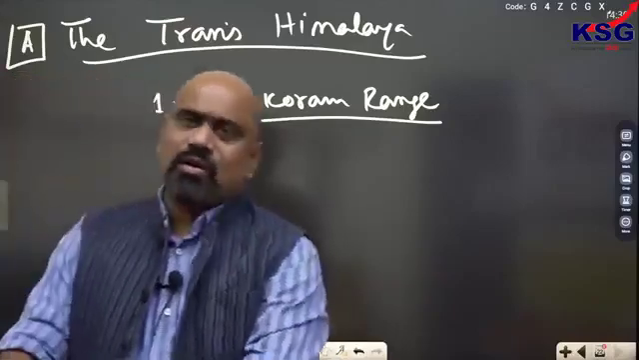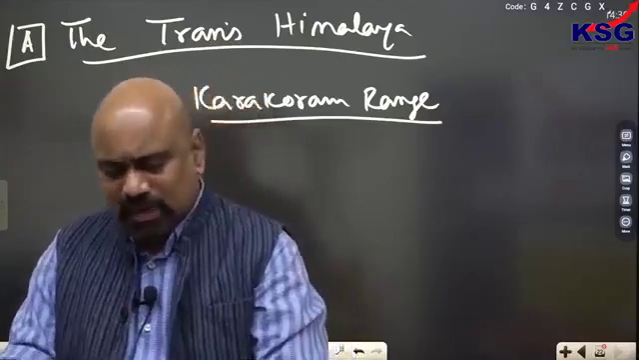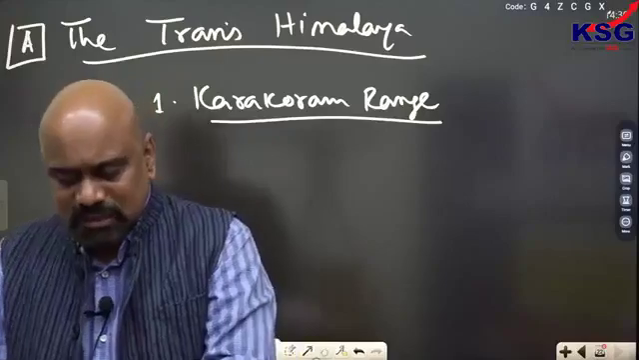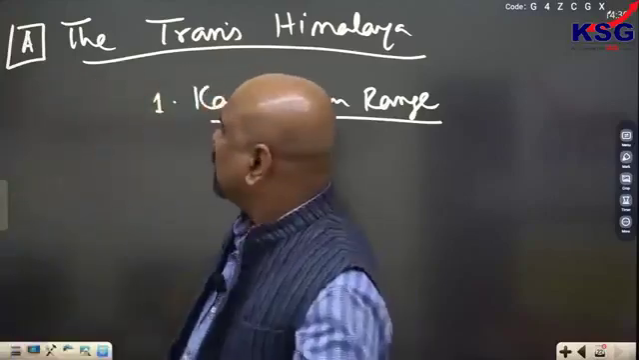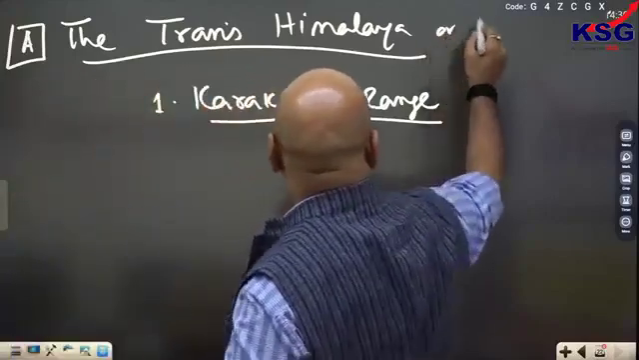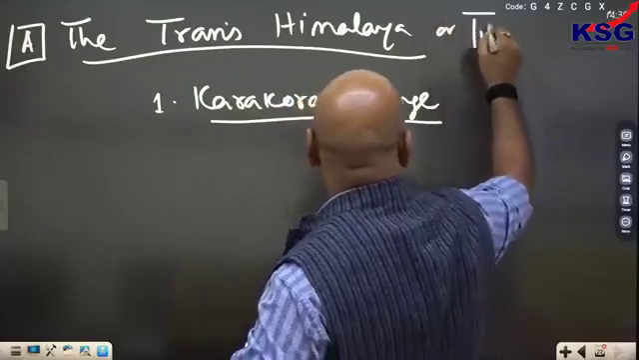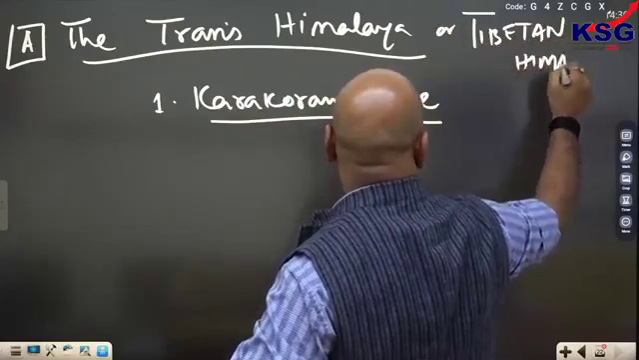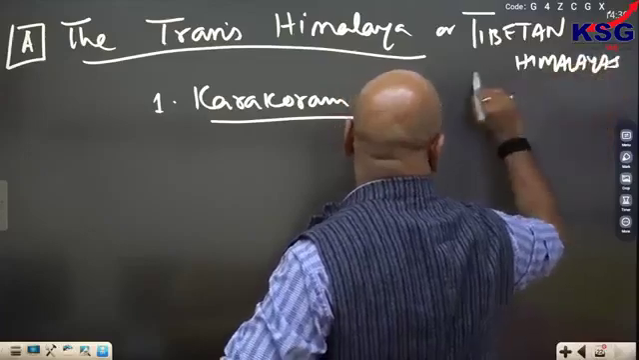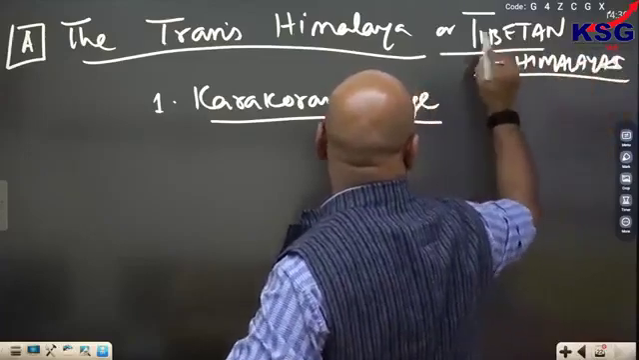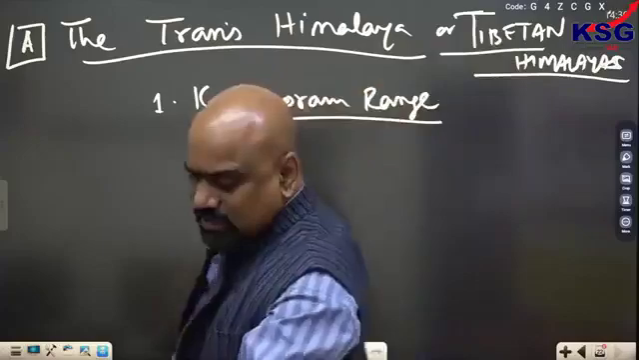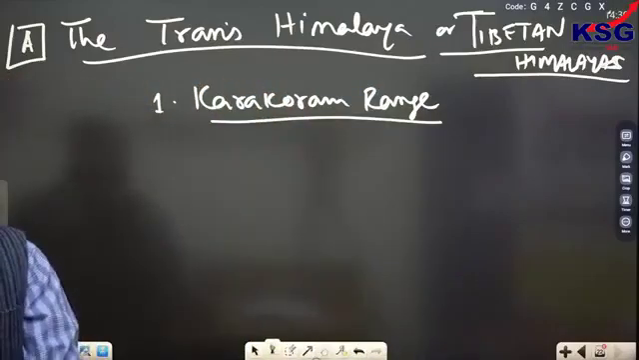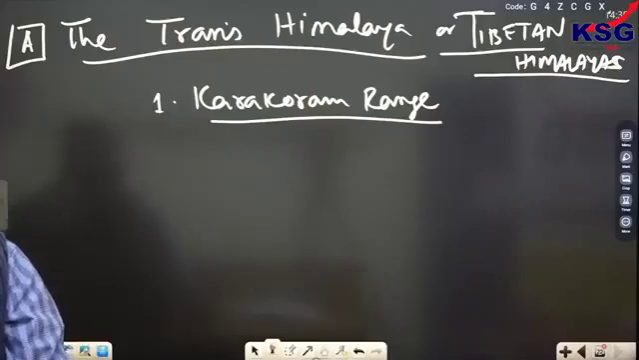Karakoram. Karakoram range, it is a part of the Trans-Himalaya, I said. It is a part of the Trans-Himalaya, other known as the Tibetan Himalaya. Trans-Himalaya और तिबेतन हिमालय बोलते हैं इसको, क्या बोलते हैं? Tibetan, तिबेतन हिमालय. Trans-Himalaya also called as the Tibetan Himalaya, remember this. It is located to the north of Great Himalaya.